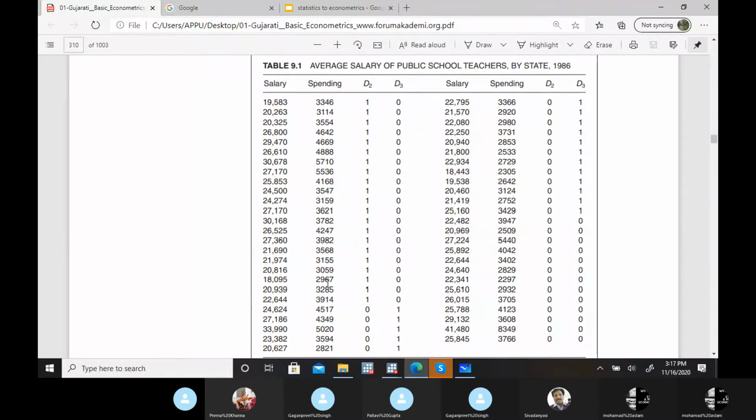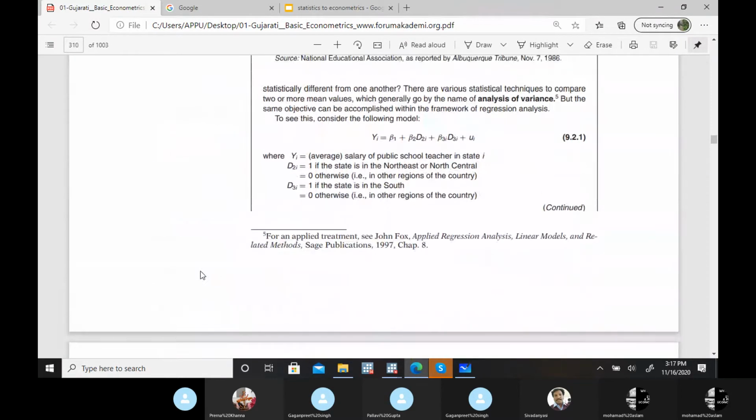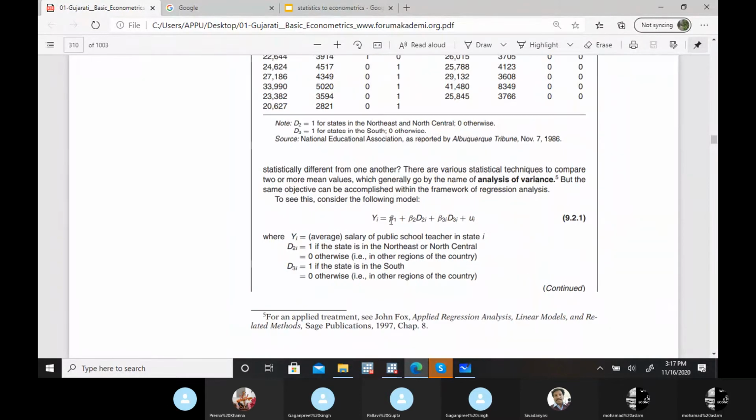So now we have to put this in a regression model. First, just run the regression, then try to understand these results. This is the model we have. Dependent variable is salary of public school teachers. First dummy is for Northeast, then second dummy for South, and the West dummy automatically comes in the intercept term. So if you have a regression model with intercept, then you have to use this m-1 rule to introduce the dummy variables.